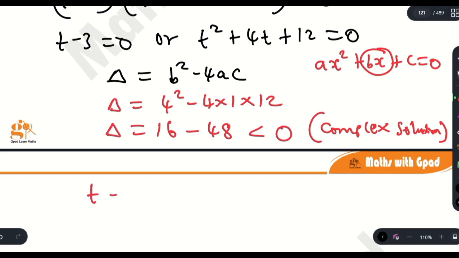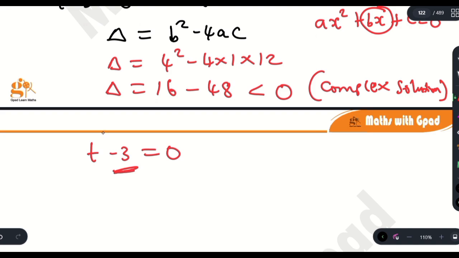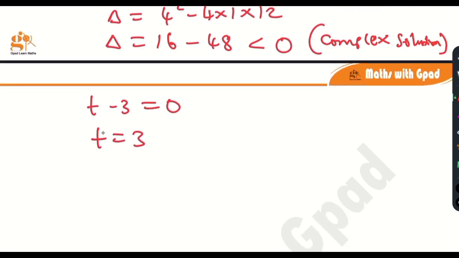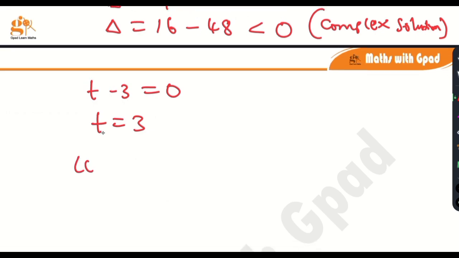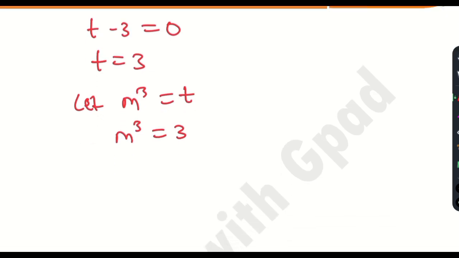So I'm going to write t minus 3 is equal to 0. And then when I transpose negative 3 to the right hand side, I will have that t is equal to 3. So this is the value of t. However, remember we said that let m raised to power 3 be equal to t. And since we know that t is equal to 3, it's going to be m raised to power 3 is equal to 3. For us to get the value of m, I'm going to take the cube root of both sides. So this cube root will get rid of the cube. So we have that m is equal to the cube root of 3.